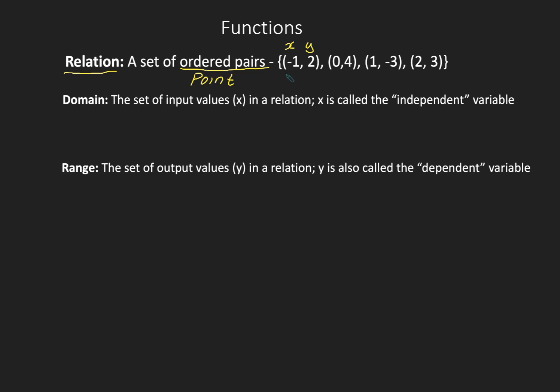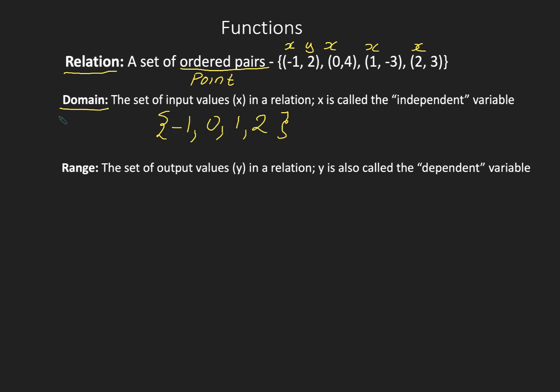Now, when you have a relation, they can ask you for the domain. The domain of your relation is just the x values in the relation. And we call that our independent variable. Now, if I wanted the domain for my relation here, notice I have some curly brackets. And I'm just going to write all of my x values in numerical order. So -1 is the smallest, followed by 0, then 1, and then 2.